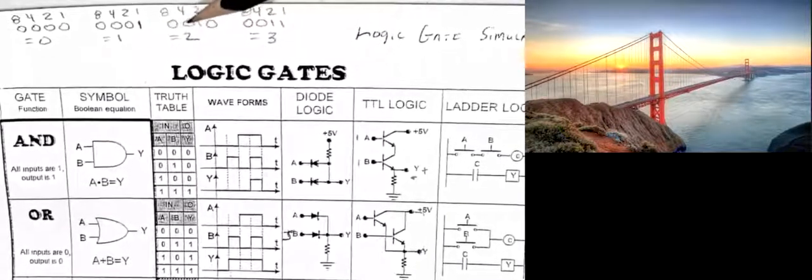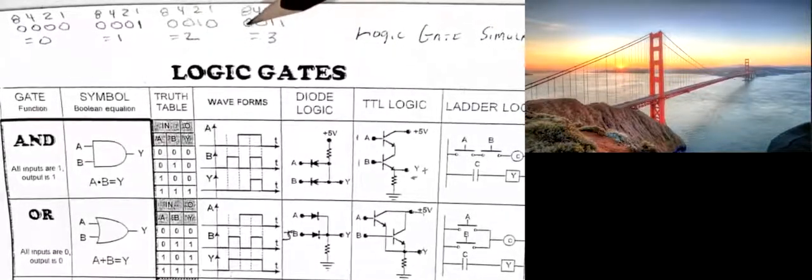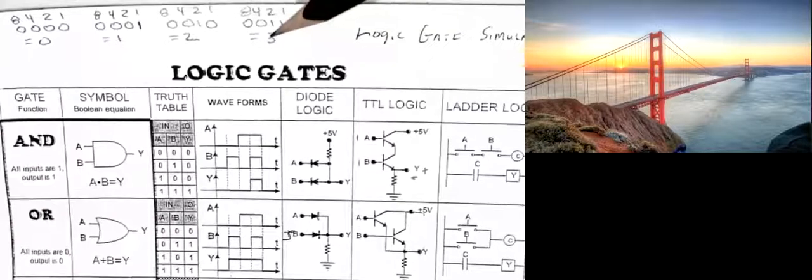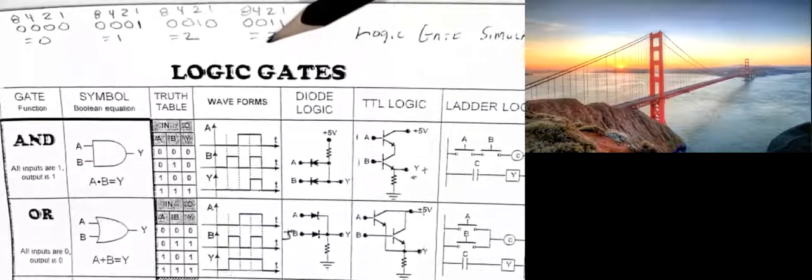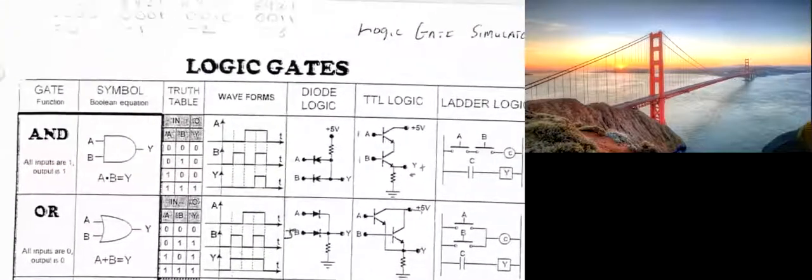Here we have 0010. Only this second digit is high, so it represents 2 in decimal. And in this last example, we have 0011. Both of these are high, so the 2 and the 1 are added together, and we end up with 3. And this is going to come into play when we organize our truth tables. That's why I wanted to review that.